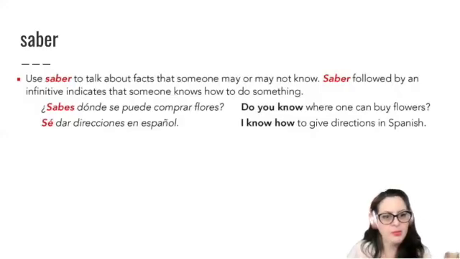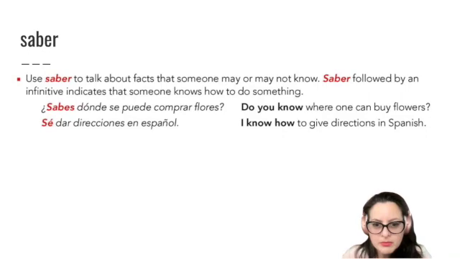I'm gonna help you with paraphrasing it. It says, who can read it for me? Adrian, can you read it for me? Use saber to talk about facts that someone may or may not know. Saber followed by an infinitive indicates that someone knows how to do something.